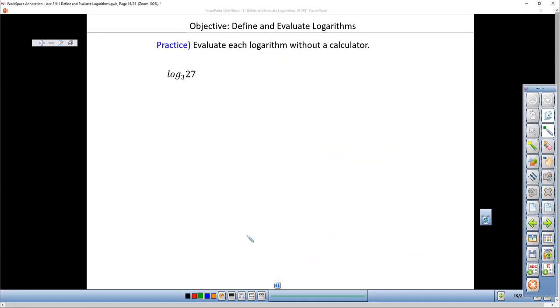All right, here's a practice problem. I encourage you to pause the video, try this problem, and then come back and check. Let's take a look.